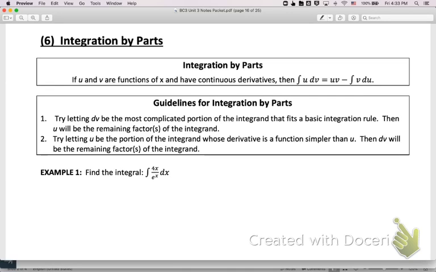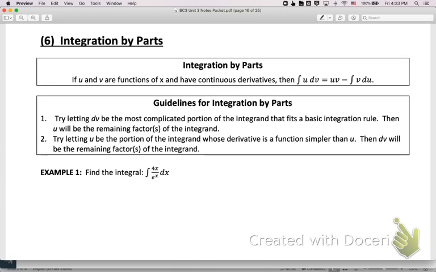So here's how integration by parts works. We're used to using u substitution. We're now going to introduce v to that as well. So we're going to be choosing a u, a v, a du, and a dv. If u and v are functions of x that have continuous derivatives, then the integral of u dv is always going to end up being equal to u times v minus the integral of v du.